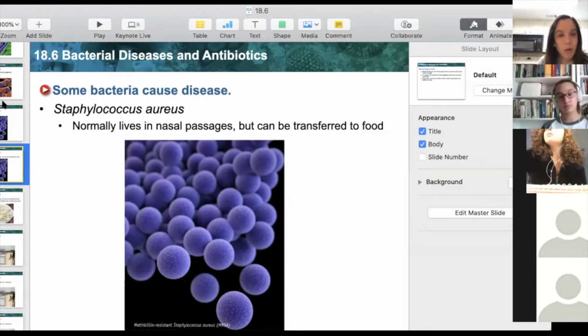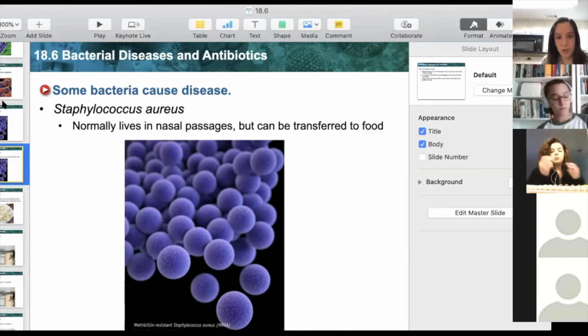But it can be harmful if it's transferred to food. So if somebody blows their nose and they're not sick, they just have allergies, they might have this bacteria living in their nose naturally, and they don't wash their hands, and then they touch, say, a spoon and the food, and somebody else eats from that spoon, then they can get sick from that bacteria. They can transfer that bacteria from their nose to another person, and that can cause food poisoning.